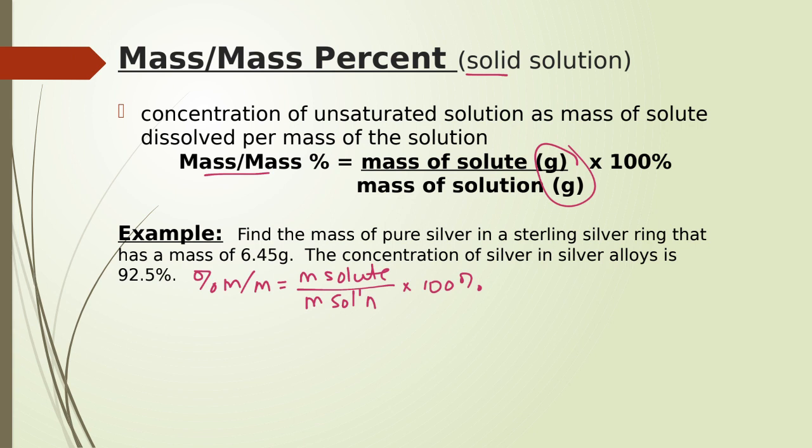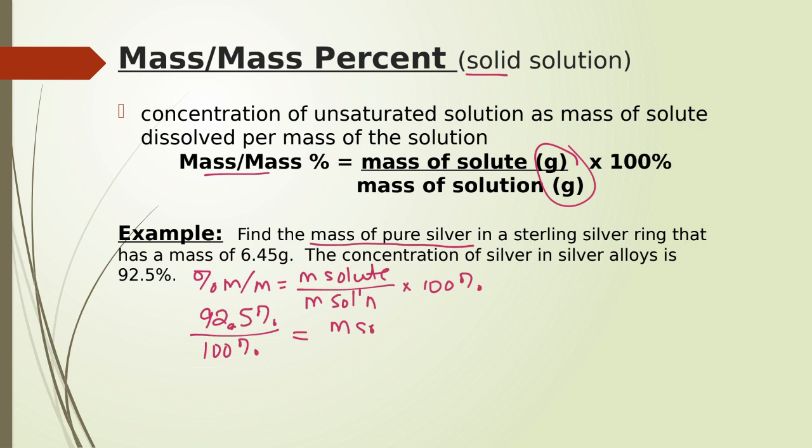So we know the percent value, so we're going to bring it over here, 92.5%, and we might as well bring the 100% over and divide it out. We know we have to make that percentage value a decimal, and we might as well just do that right off the bat. Now the question is asking the mass of pure silver in a sterling silver ring. So we are solving for the mass of solute.